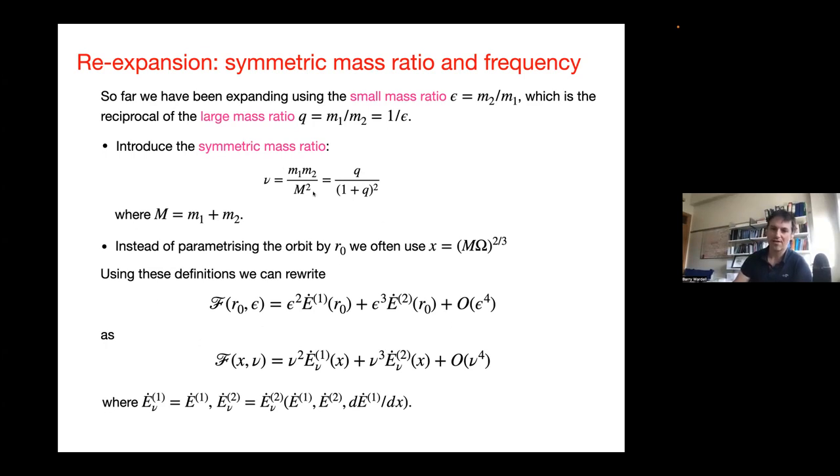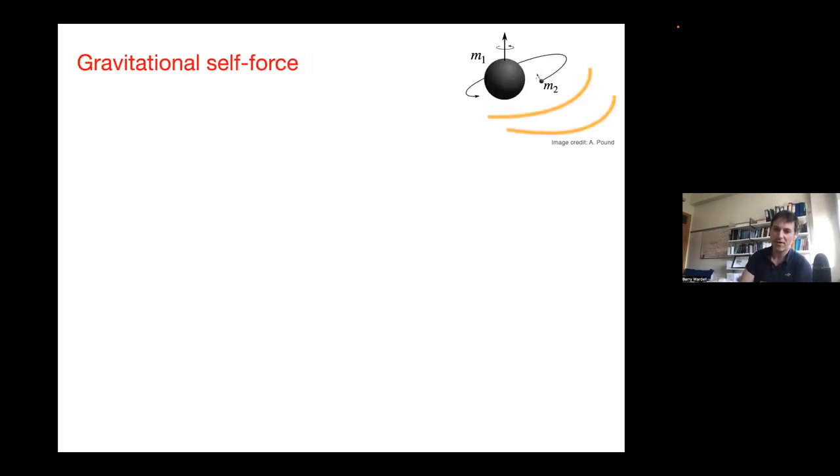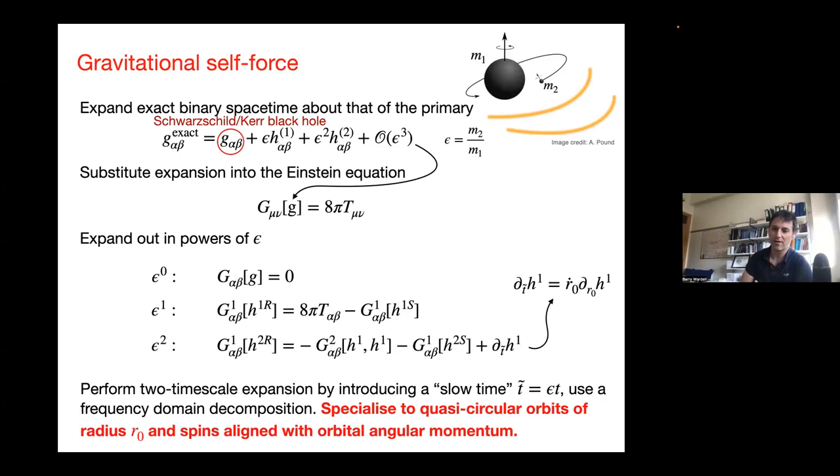So that's a slightly technical thing, but it turns out to actually improve agreement with the full solution even when the mass ratio is not too small. Okay, so far I've talked about solving the Einstein equation, which was this slide here.